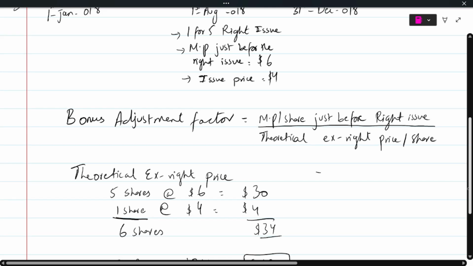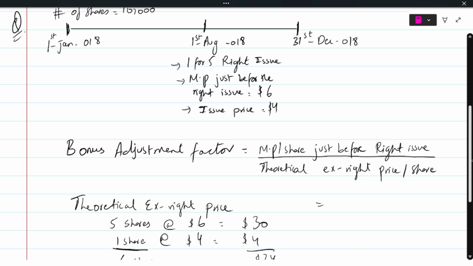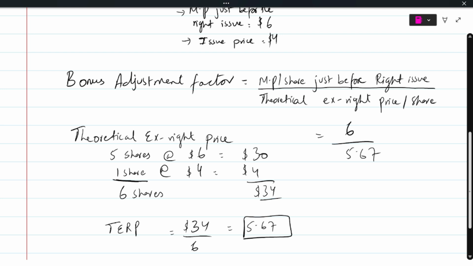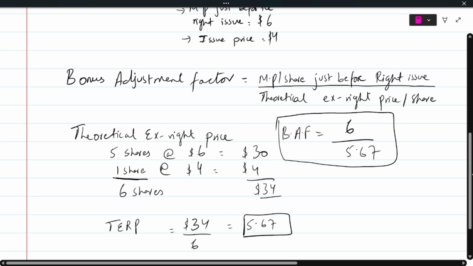Once I have my theoretical ex-rights price, now I can calculate my bonus adjustment factor. So I'm just going to take my market price per share just before the rights issue, which was $6 in the question, and divide it by my theoretical ex-rights price per share, which is 5.67. Okay, so this is my bonus adjustment factor. Now we have successfully learned how to calculate our bonus adjustment factor.